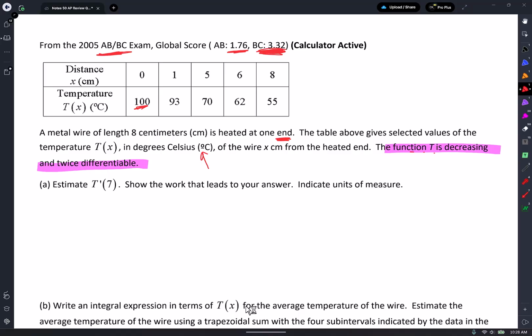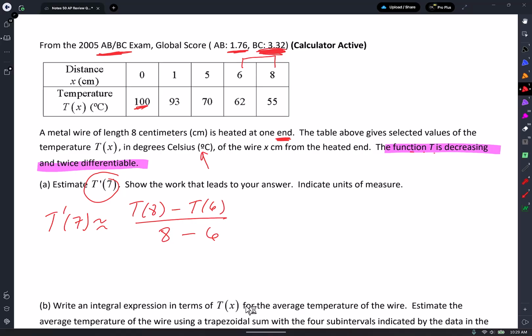You guys ready? You have a calculator. Twice differentiable means it has a derivative and it has a second derivative. Okay, estimate T prime of 7. Show the work that leads to your answer. Indicate units of measure. Is 7 in between any of these values? Between 6 and 8. So T prime of 7 is approximately (T of 8 minus T of 6) divided by (8 minus 6). Does everyone see what we're doing? We're just finding the slope.